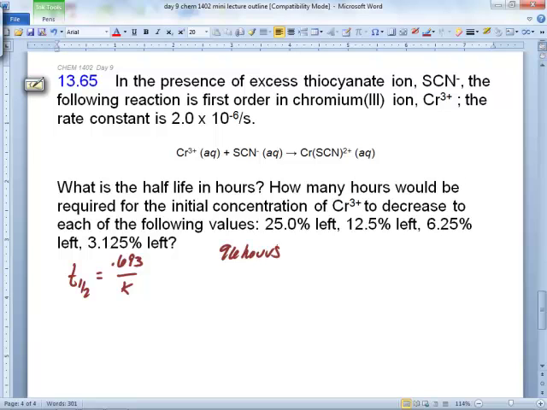Take a look at Summer. She got it, right? First she used this one. Half-life is 0.693 over K. So she got her half-life to be 346,500 seconds. And then you got to convert the seconds into hours, so she divided by 60 twice.